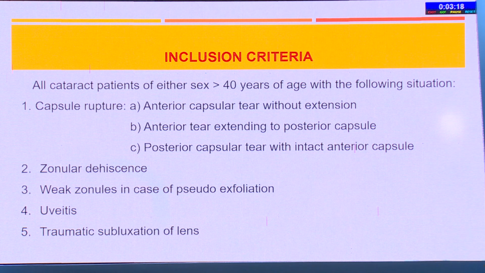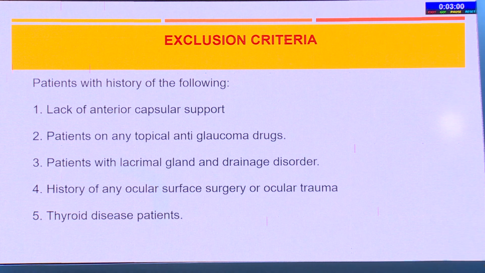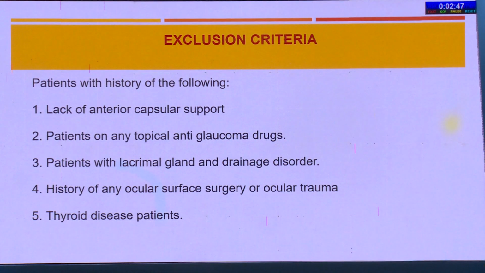Inclusion criteria were all cataract patients of either sex more than 40 years of age with capsular rupture, whether anterior capsular tear without extension, anterior tear extending to posterior capsule, or posterior capsular tear with intact anterior capsule, zonular dehiscence, weak zonules in case of pseudoexfoliation, uveitis, or traumatic subluxation of lens. Patients were excluded if they had lack of anterior capsular support, were on any topical anti-glaucoma drugs, had lacrimal gland and drainage disorder, history of any ocular surface surgery, ocular trauma, or thyroid disease.